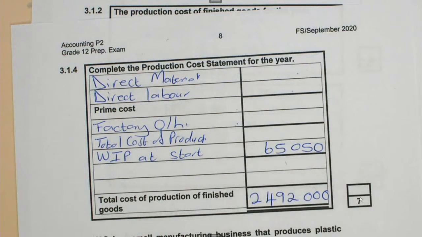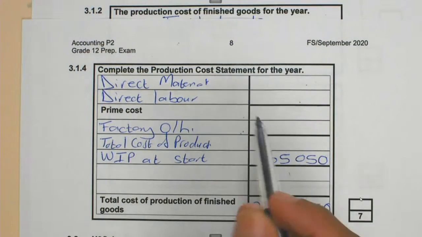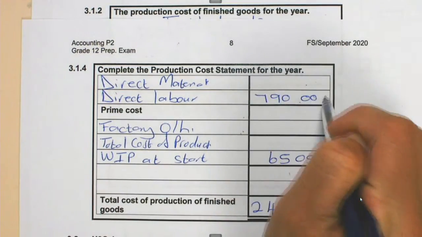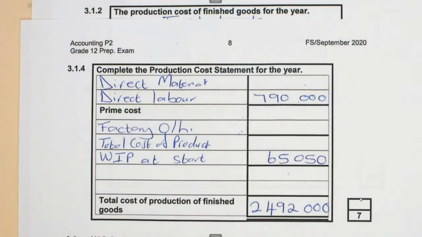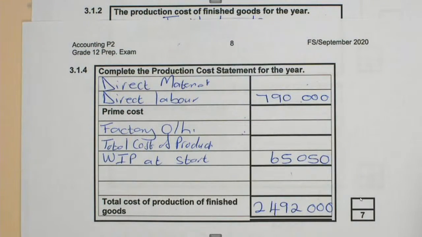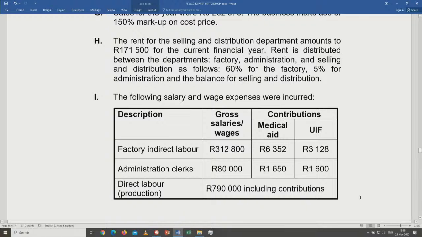Let's find our production cost statement. Direct labor 790. It was then given to you. You didn't have to do anything with that amount, right? Okay. Administration clerks, we're not going to work with that information. And then factory indirect labor, the gross salary, the contributions must also then be added, right?